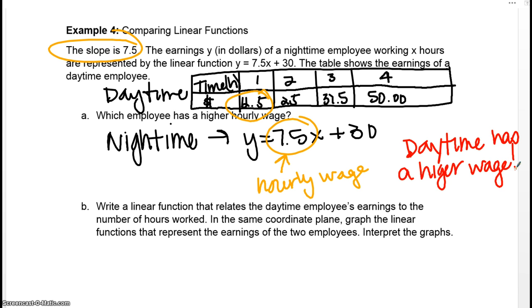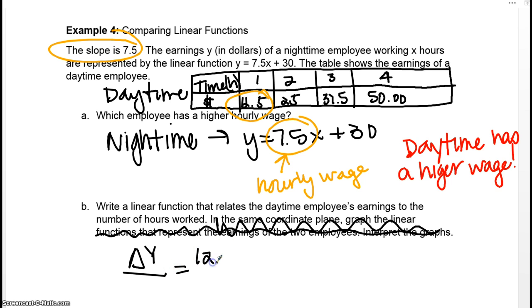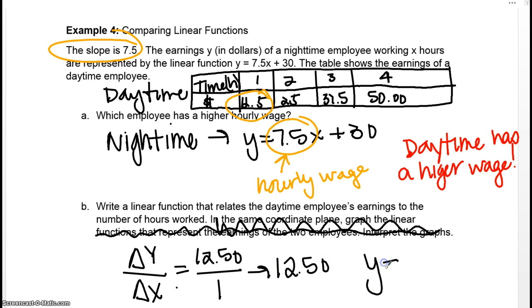All right, part B says to write a linear function that relates the daytime employee's earnings to the number of hours worked. In the same coordinate plane, this part you may cross out because I didn't give you graph paper. You do not need to graph these graphs. So all you need to do is write a linear function, and after 1 hour she earns $12.50, 2 hours she earns $25. So the change in y is $12.50, and the change in x is 1. So my slope is $12.50, which would make my linear function y equals 12.5x. And I believe that is it for this section. It is. See you tomorrow.